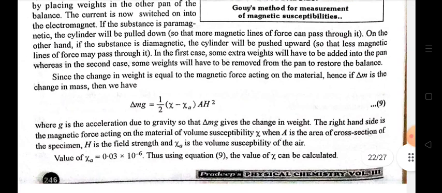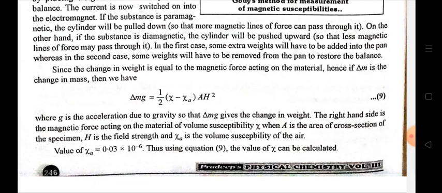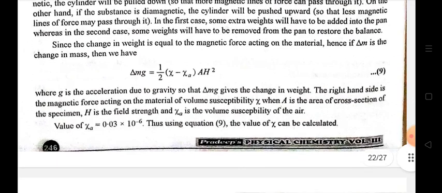Since the change in the weight is equal to the magnetic force acting on the material, hence if delta m is the change in mass, then we have delta m g is equal to 1 by 2 into (xi minus xi a) into A H square, that is equation 9. Where g is the acceleration due to gravity, so that delta m g gives the change in weight. The right hand side is the magnetic force acting on the material of volume susceptibility xi, where A is the area of cross section of the specimen, H is the field strength, and xi a is the volume susceptibility of the air. Value of xi a is equal to 0.03 into 10 raised to power minus 6. Thus, using equation 9, the value of xi can be calculated.